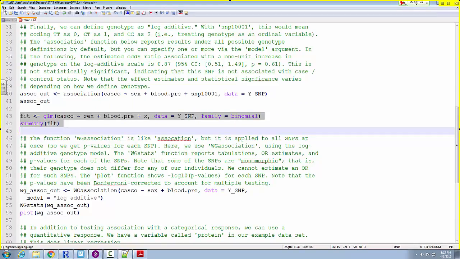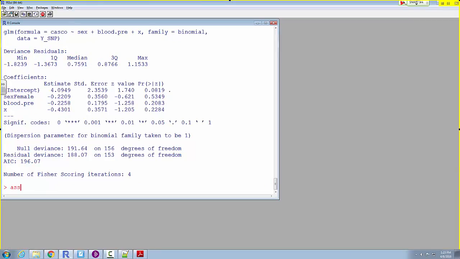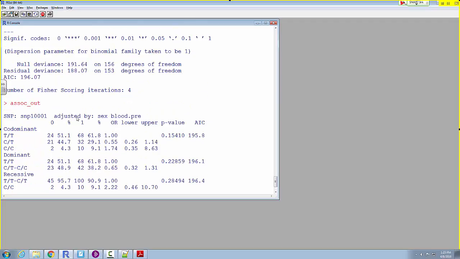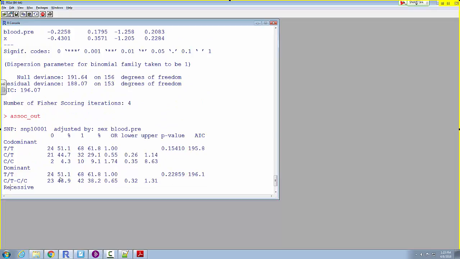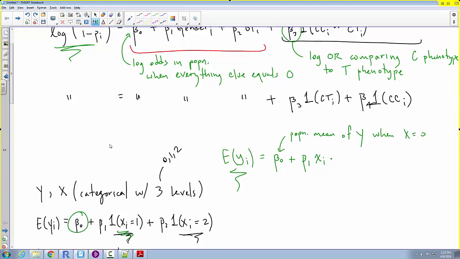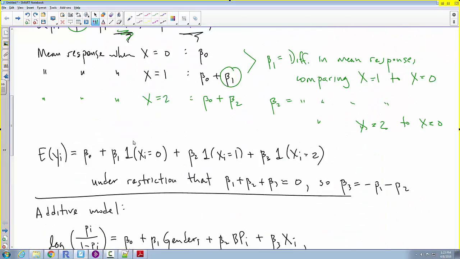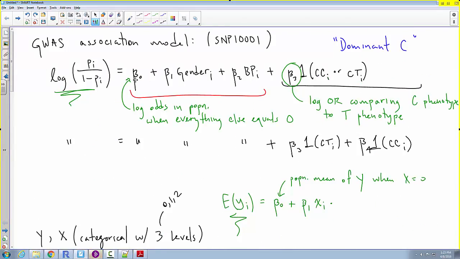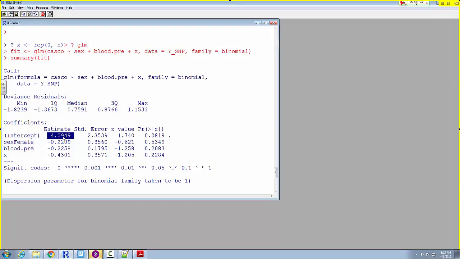I want to match these results right here. This is beta zero in the logistic regression stuff that we were writing back here. We're doing the dominant model, dominant C. So beta zero, the estimated log odds for homozygous T when gender is zero, which I think is male actually in this case, and blood pressure is zero, is equal to 4.095. Gender effect, blood pressure effect, genotype effect.